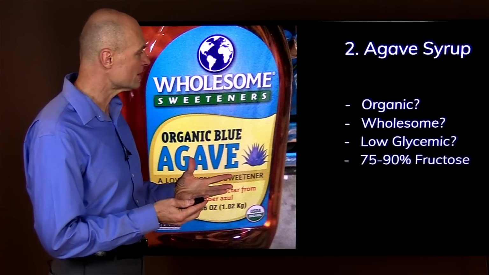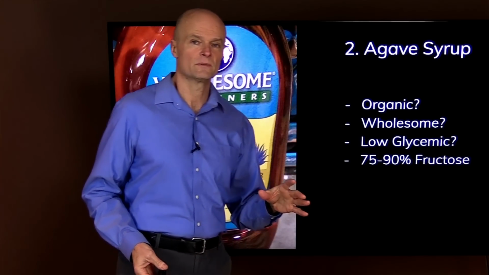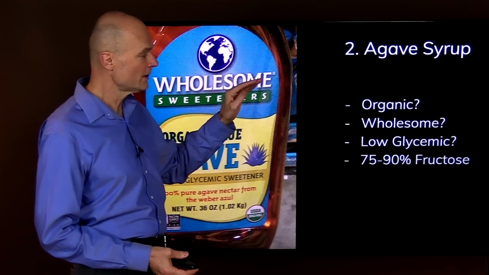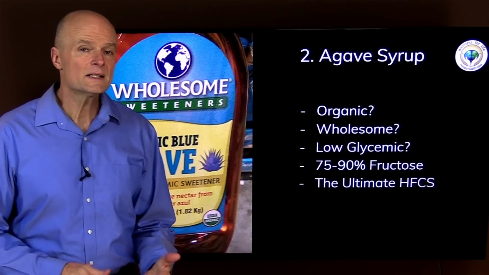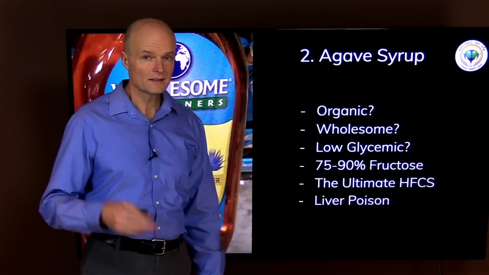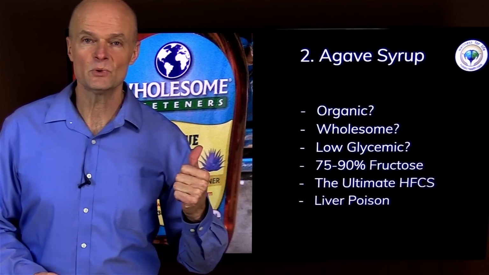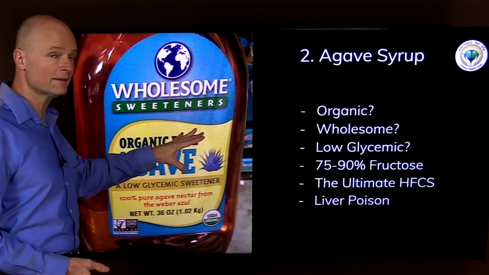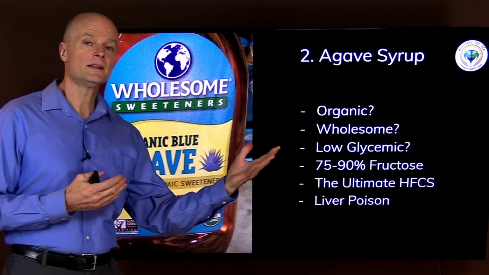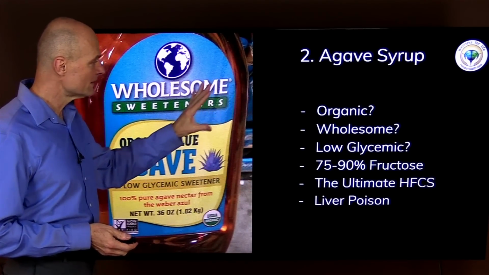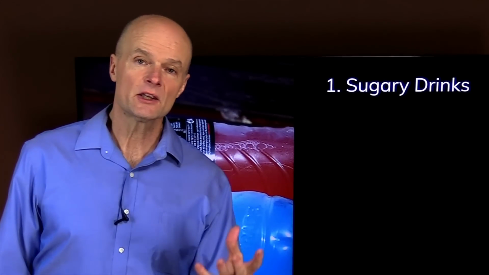But what's really going on here is that agave is 75 to 90% fructose, right? It's 100% sugar, but it is essentially the ultimate high fructose corn syrup. And because of that, it is basically a liver poison. Again, if you are extremely metabolically healthy and you use a teaspoon or 2 a day, then this is a really healthy sweetener, because the dose makes the poison. But if you are on the unhealthy end of the metabolic spectrum, then this is some of the worst stuff you can do. And the number one worst thing a diabetic can do is to drink sugary drinks.